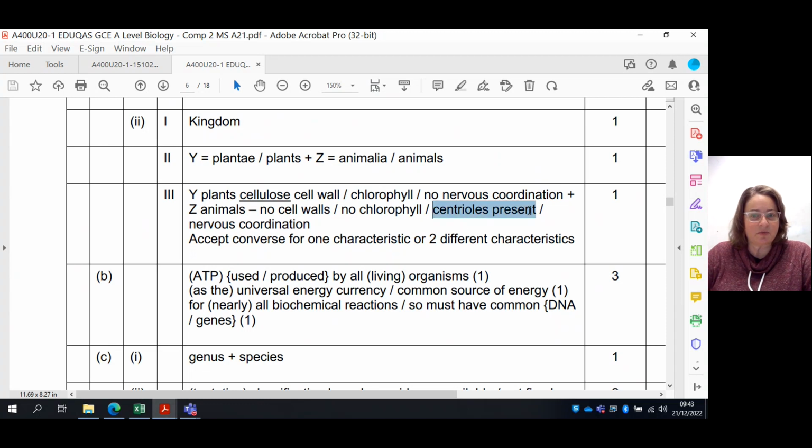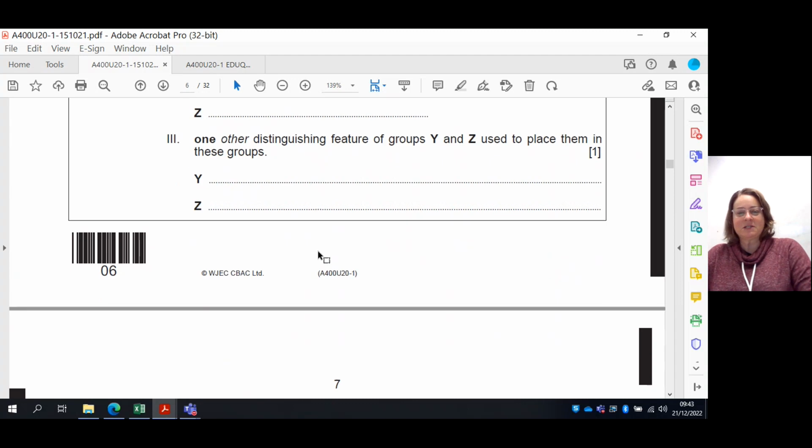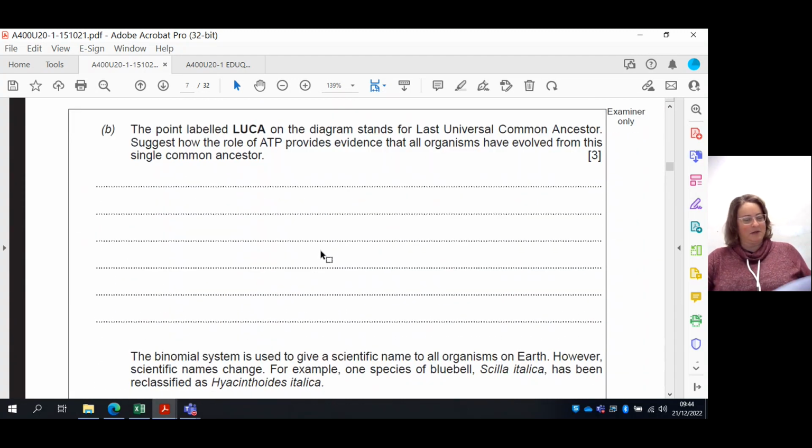So the centrioles present, that is something we could have done. Nervous coordination, it needs to walk. I was a bit soft on the marking on this one because you didn't do that part of component 3 yet. There's going to be the nervous system part of component 3 that we are still to be covering. And as always, they are putting in questions from a different component paper in the paper where you think you are currently working.